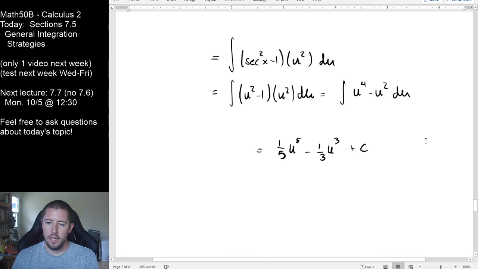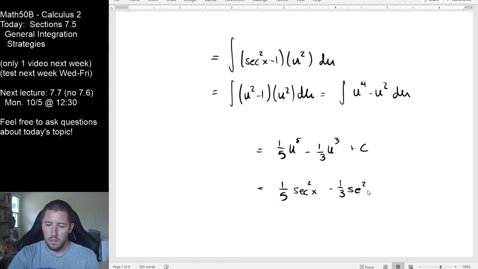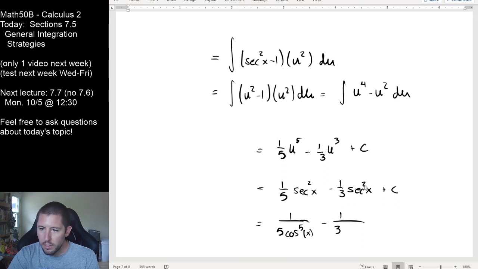And all we got to ask ourselves was, wait, what was u again? U was secant here. And we know that secant is 1 over cosine. And so we got the exact same answer as we got in the previous route right here. And again, I really have a hard time saying that one of these methods is better than the other.